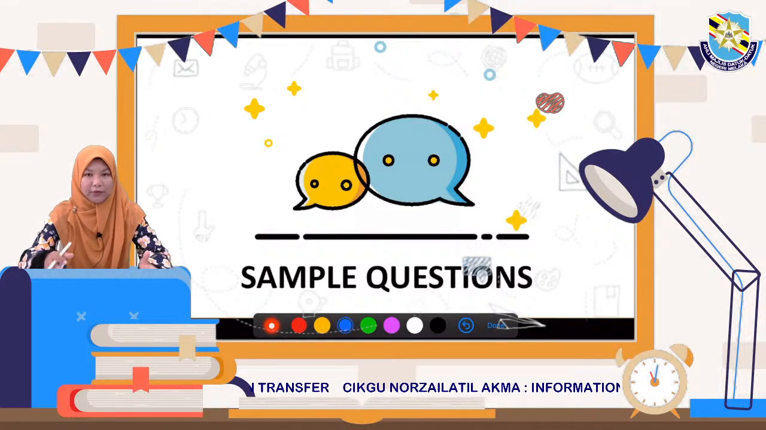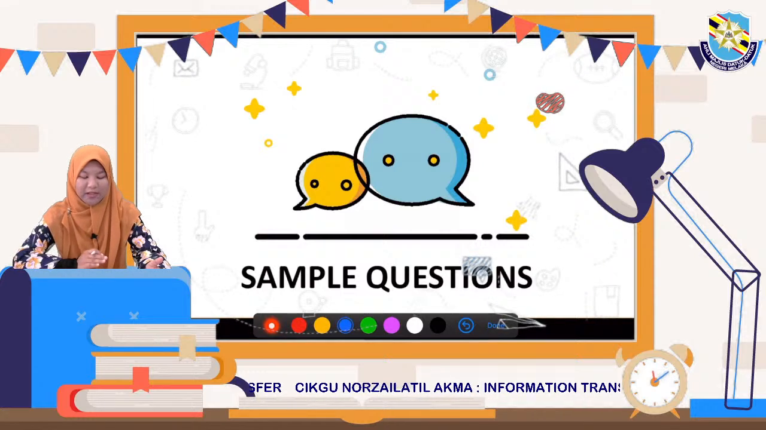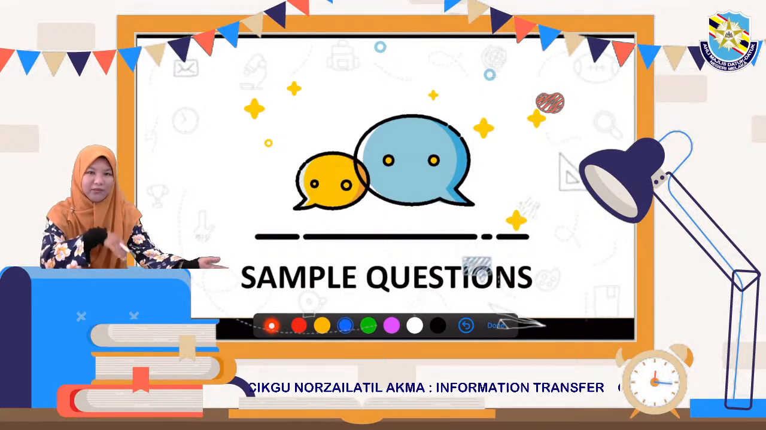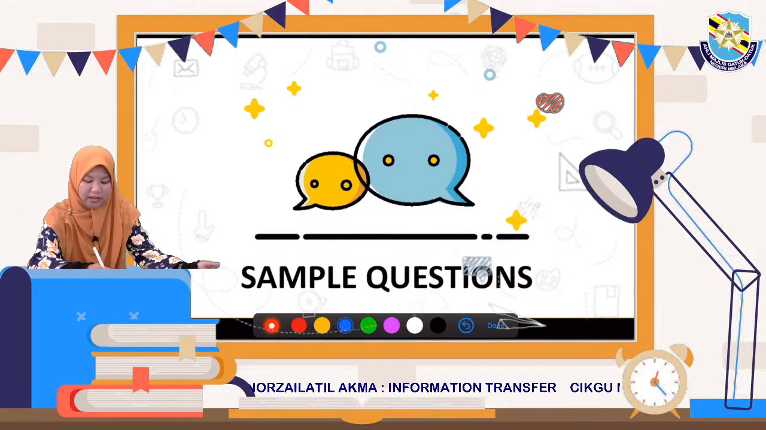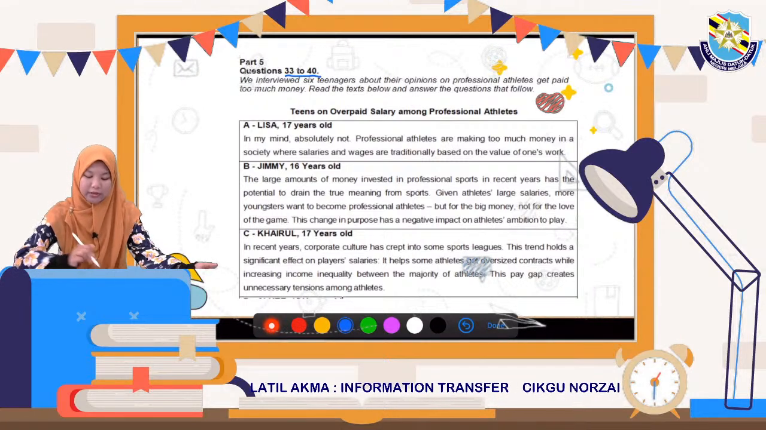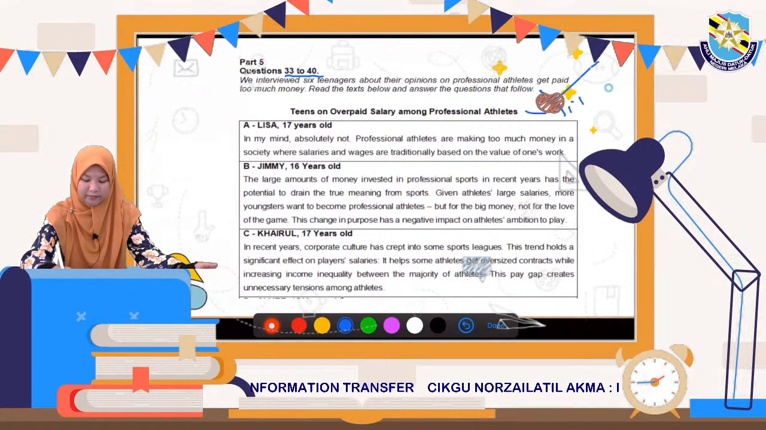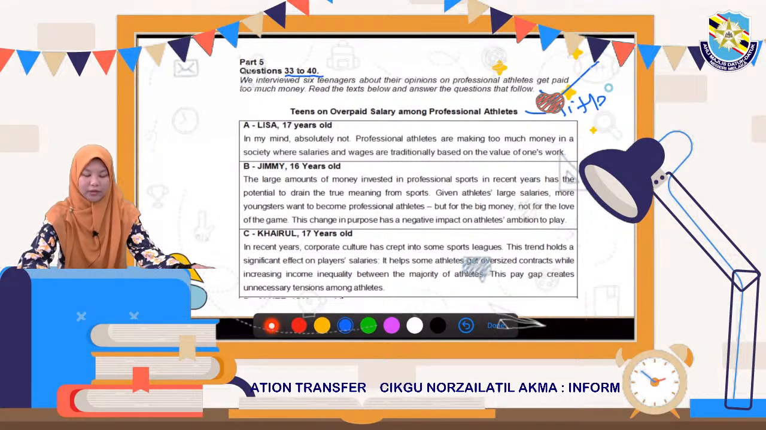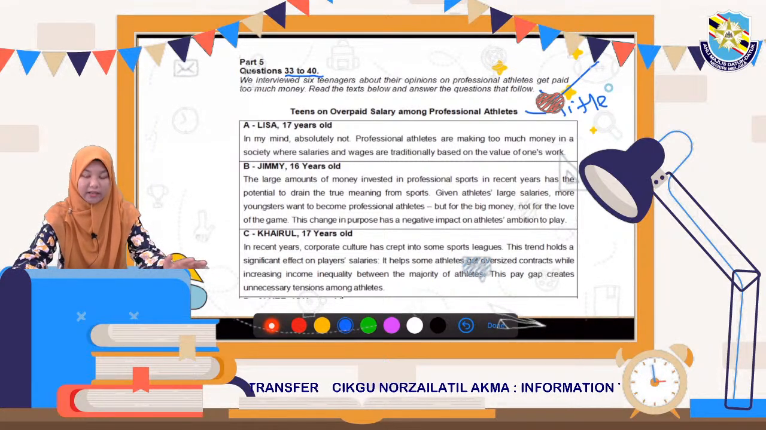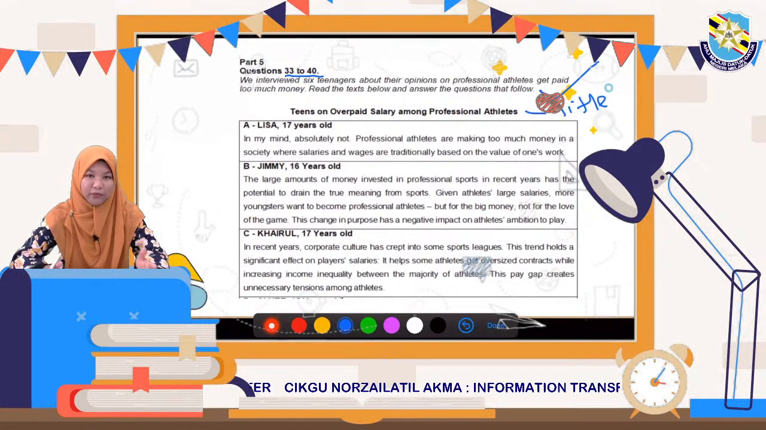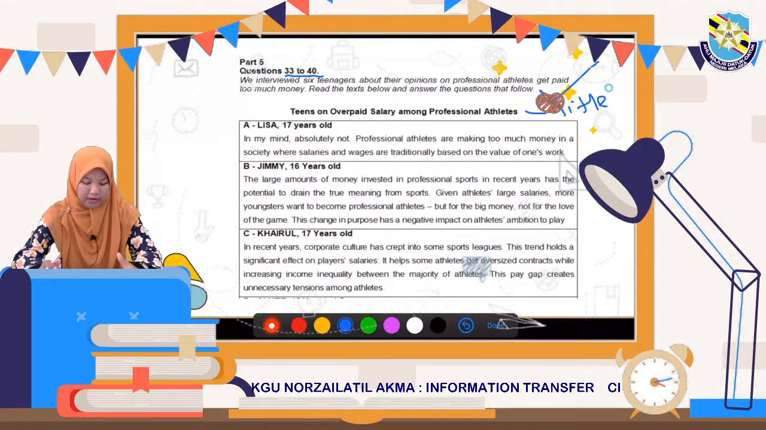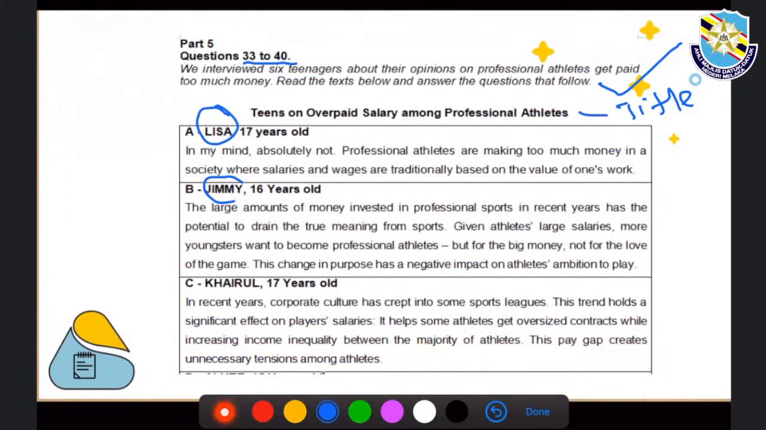This will be half of the text. Again, I use the same example as in the previous slide. It says question 33 to 40. Here you have the title, the heading, which will give you some initial idea of the content of the text. It starts with names: Lisa, Jimmy, Khairul. If you notice, they are 17 and 16 years old. They are teenagers, just like you.